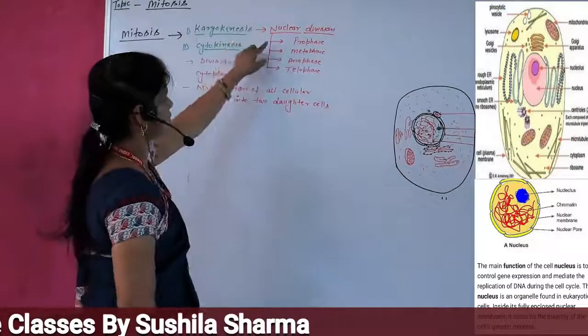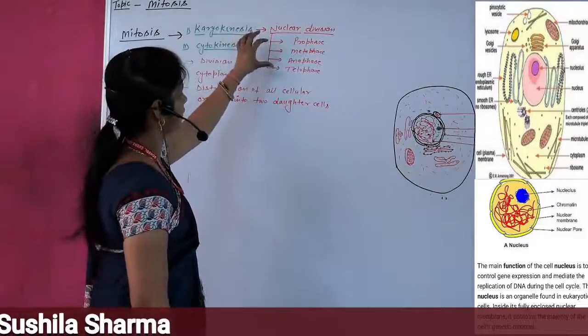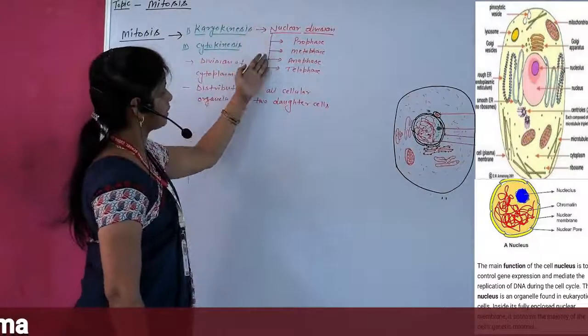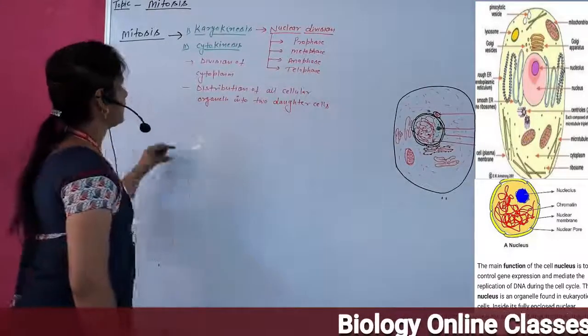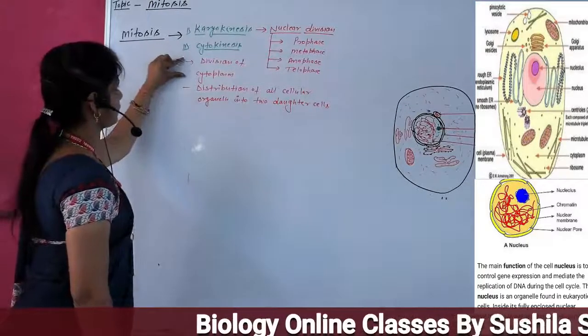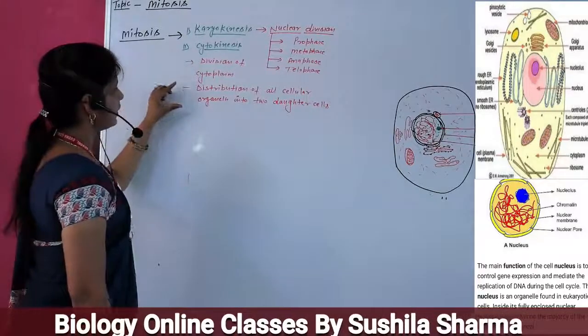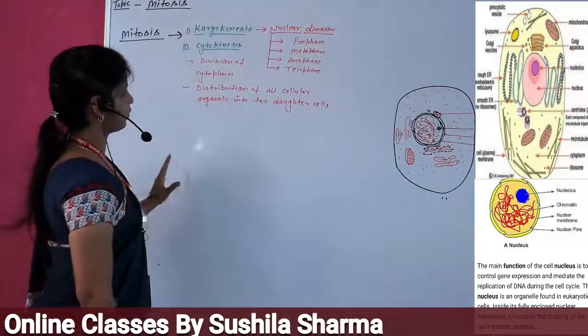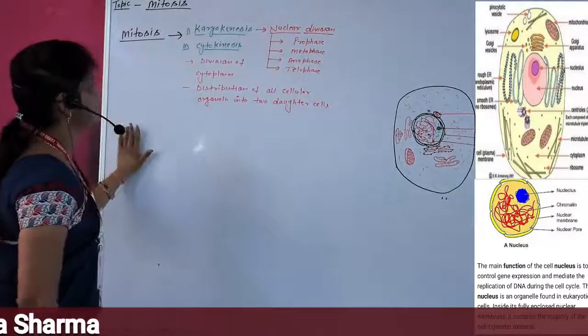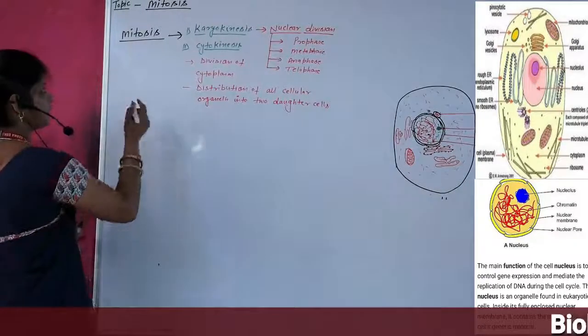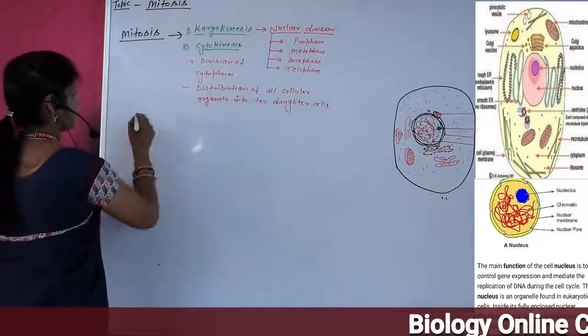Karyokinesis is also known as nuclear division. Nuclear division is carried out by four subphases: prophase, metaphase, anaphase and telophase. And cytokinesis is the process in which division of cytoplasm takes place and all cellular organelles are distributed into two daughter cells. These events take place in mitosis division. So firstly we take karyokinesis.